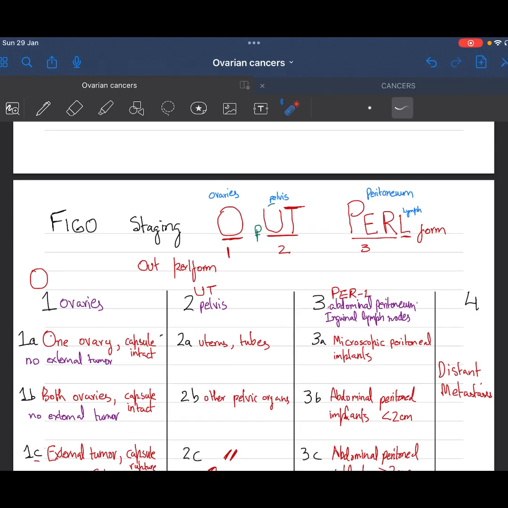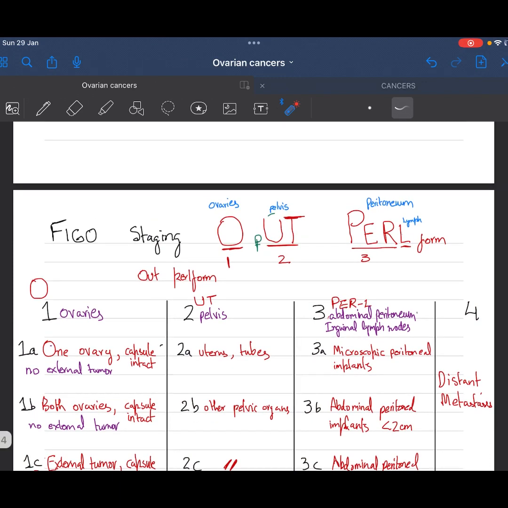Next is FIGO staging. The mnemonic for FIGO staging is OUTPERFORM. O is for ovaries, UT is for uterus or tubes, P is for pelvis, which is mainly in the second stage, and PER is for peritoneum, and we have put L here, so we have lymph nodes here.